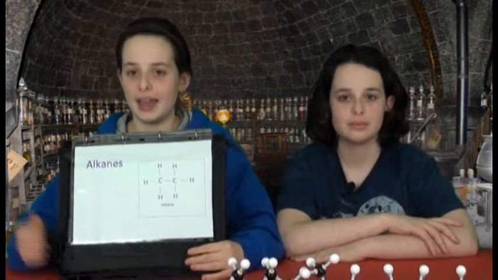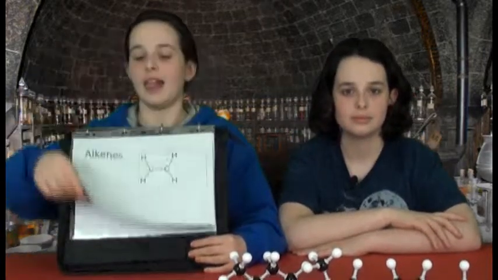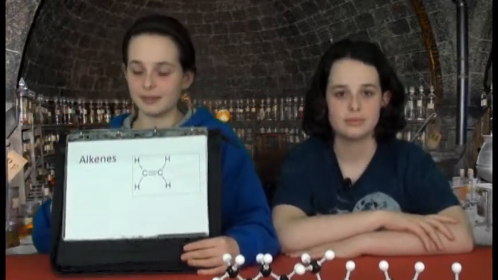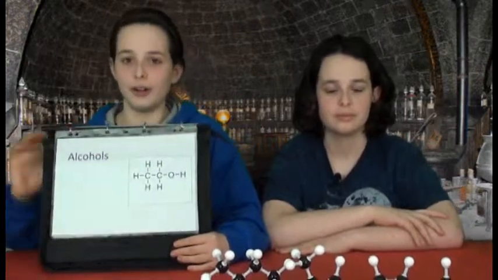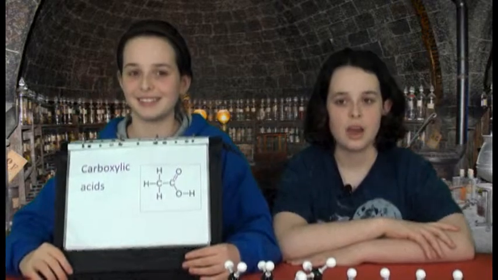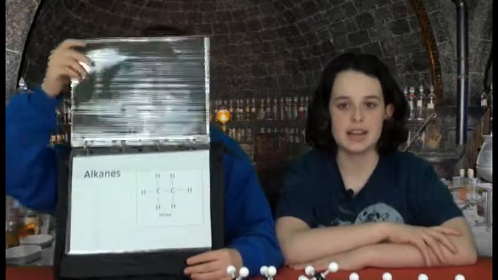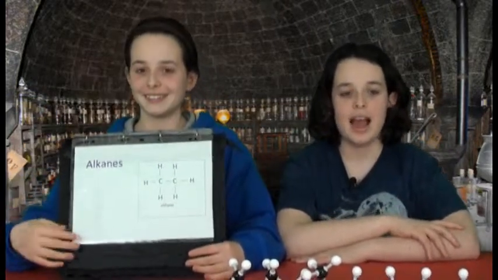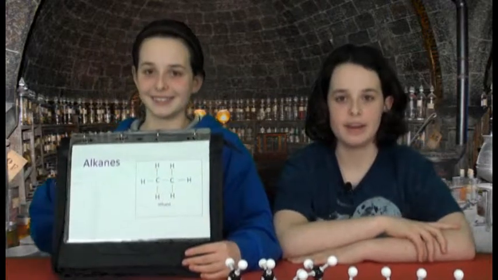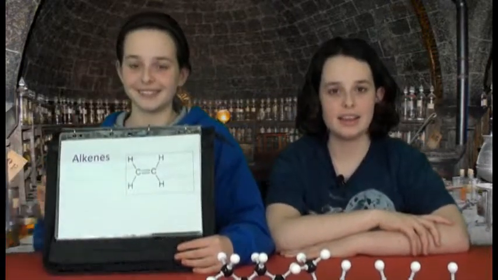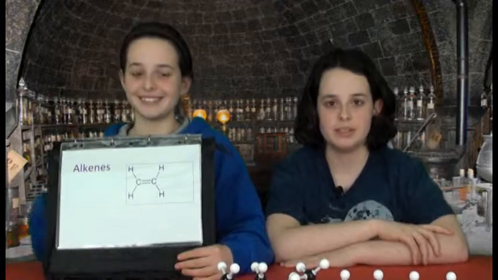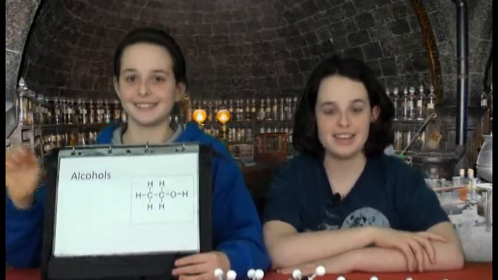There are alkanes, alkenes, alcohols, and carboxylic acids. We mentioned functional groups, so let's have a look. Alkanes don't have a functional group. Alkenes have a carbon-carbon double bond. Alcohols have an OH. And carboxylic acids have a COOH.